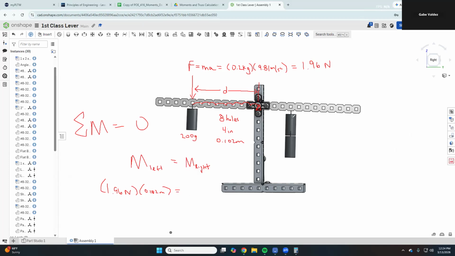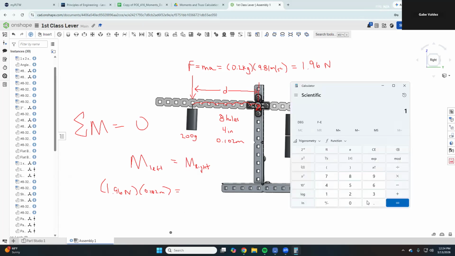Whatever moments I have on the right-hand side, I have to balance that out. And so that calculates to 1.96 times 0.102. So that's equal to, let's say, 0.2 Newton meters, just about.